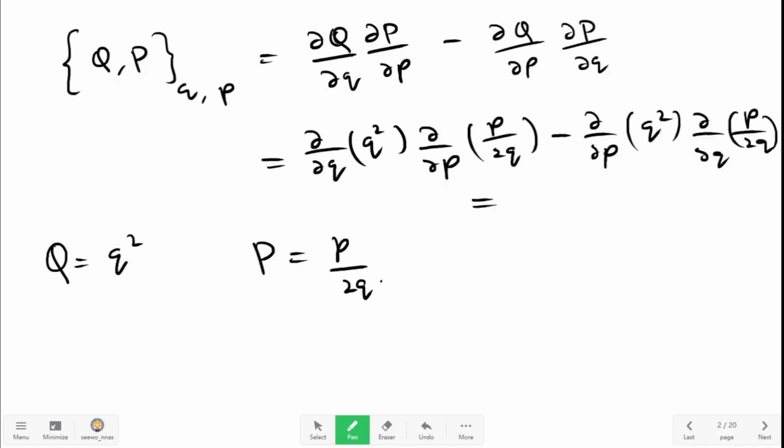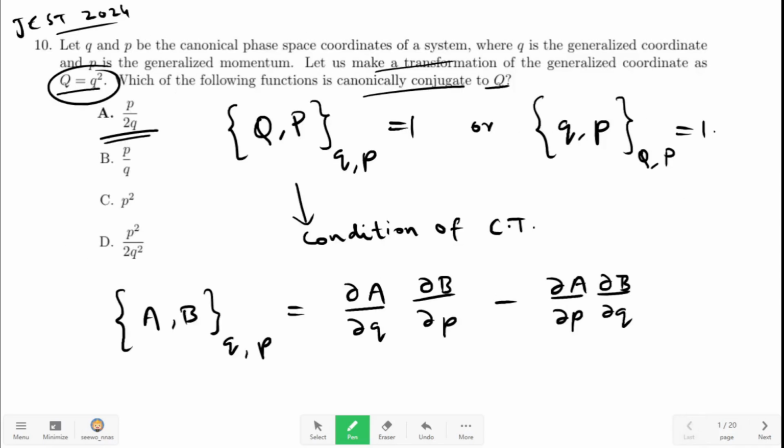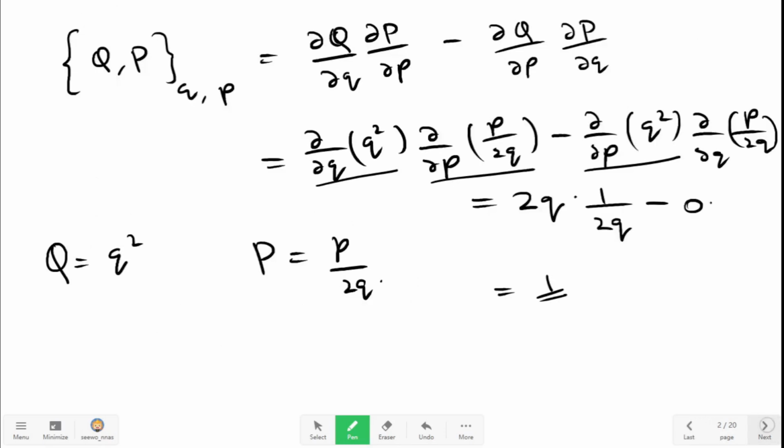This is coming out to be equal to, when you do this differentiation you will get 2q times, when you do this differentiation you will get 1 by 2q, minus this is nothing but 0. Therefore we have 2q times 1 by 2q is equal to 1. Therefore the condition of canonical transformation is satisfied and option A is the correct answer. Now you can check option B, option C and option D in the Poisson bracket, and you will see that the Poisson bracket will not come out to be equal to 1.